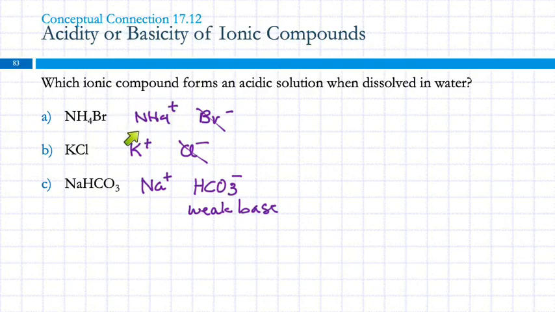NH4 plus, what's that related to? A weak base. So that makes it a weak acid. What's K plus related to? Strong base. So that's going to do nothing. And sodium, also strong base, nothing. So which is going to make an acidic solution? The one that has the weak acid in it.